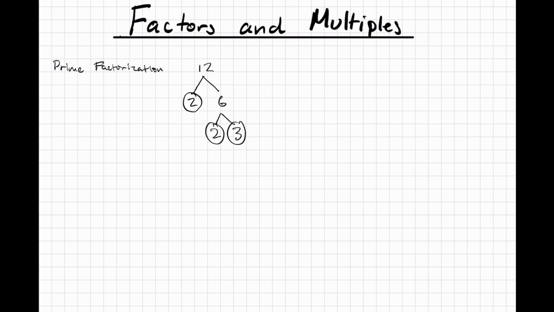So what does this mean? What this means is we have 2 2s and a 3. So 2 times 2 times 3 equals 12. The ends of the branches of this prime factorization tree give us the prime factorization. That's what we call the prime factorization of the number 12. So we can describe the number 12 by saying 2 squared times 3, because we have 2 2s and 1 3.